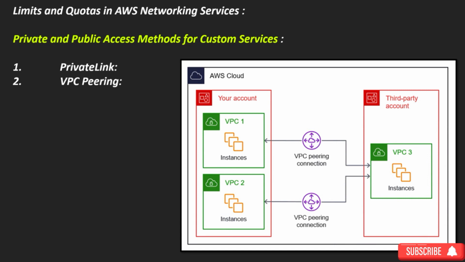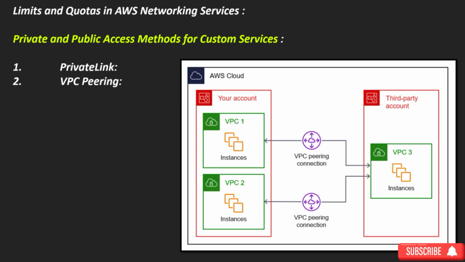So what are the limits and quotas in AWS networking services? Effective network management involves a comprehensive understanding of the limits and quotas imposed by AWS. Bandwidth limits and route limits are crucial considerations when designing and maintaining networks. Administrators must be aware of these constraints to prevent potential bottlenecks and ensure optimal network performance too. Regular monitoring and adjustment of configurations in line with these limits is very imperative for a smoothly operating network infrastructure.